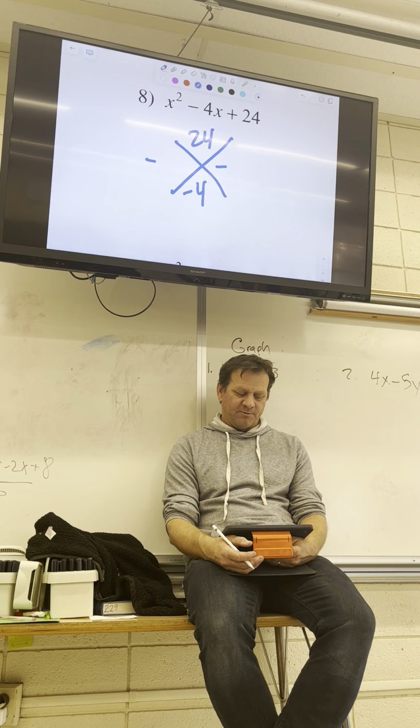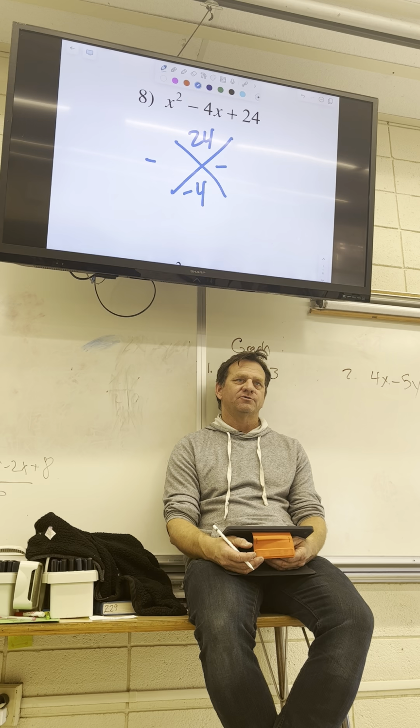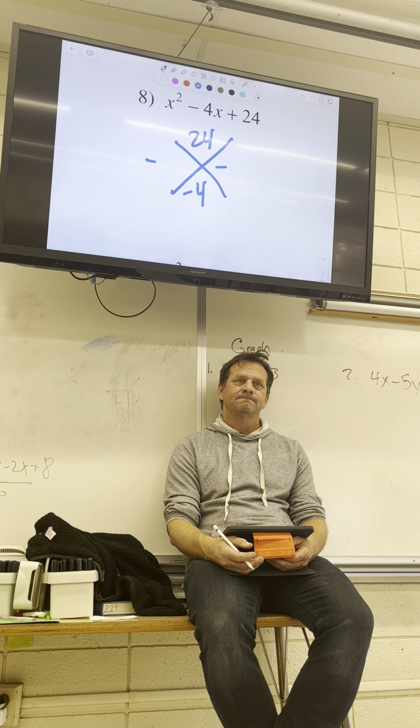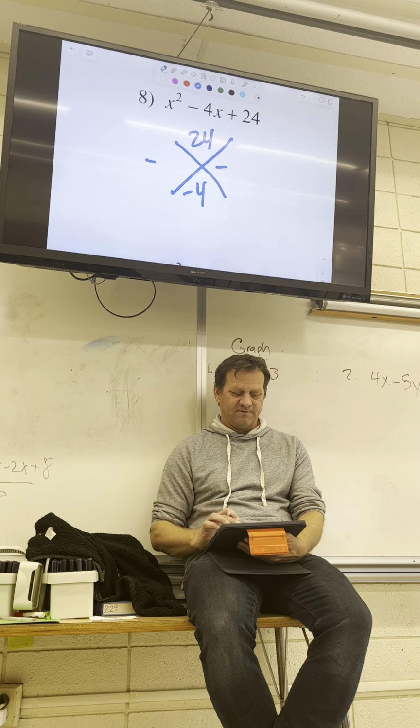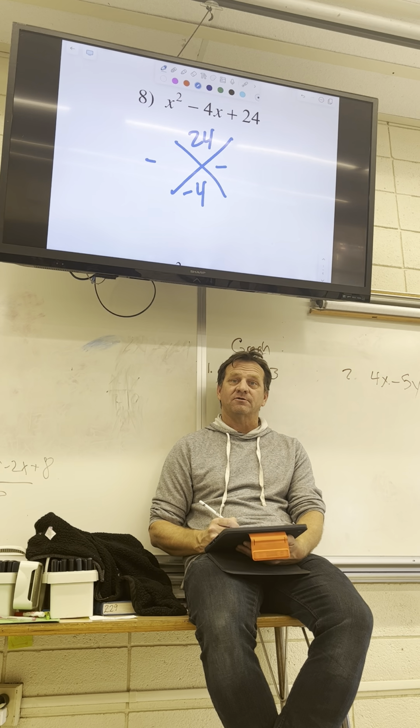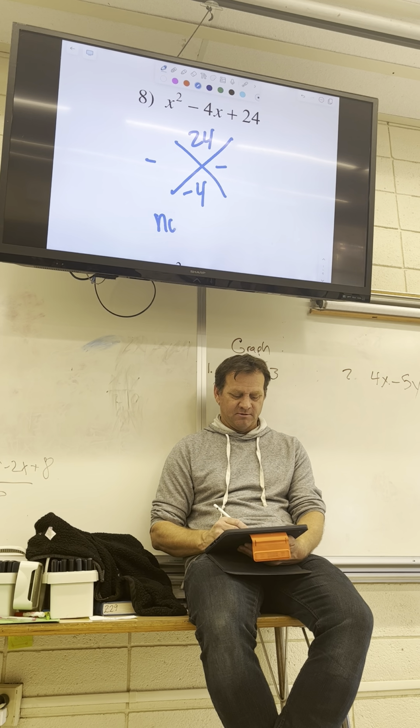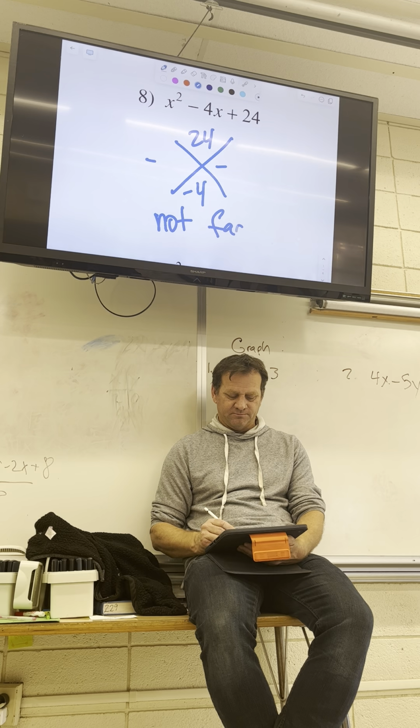So we have to think, what do we know that multiplies to 24? Well, 24 and 1, 6 and 4, 8 and 3, 2 and 12. Are any of those going to add to 4? No. So we have encountered our first unfactorable quadratic. Uh-oh. So you just write not factorable.